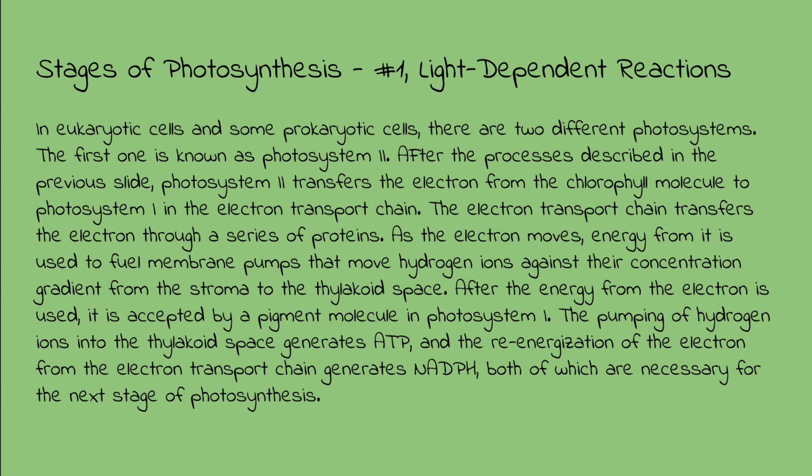After the energy from the electron is used, it is accepted by a pigment molecule in photosystem 1. The pumping of hydrogen ions into the thylakoid space generates ATP, and the re-energization of the electron from the electron transport chain generates NADPH, both of which are necessary for the next stage of photosynthesis.